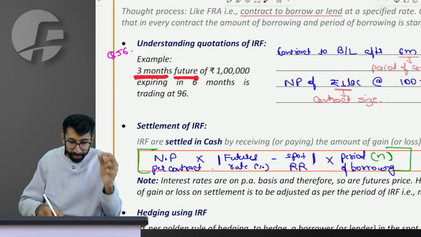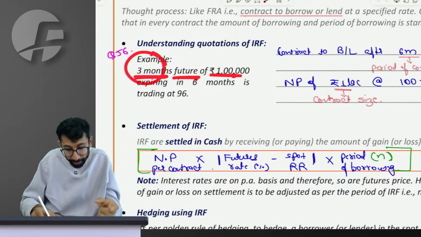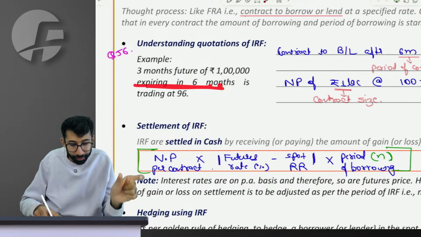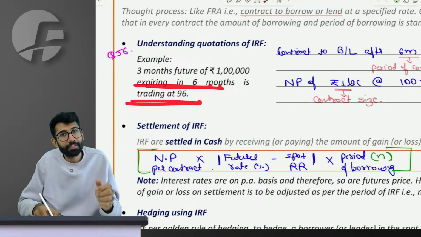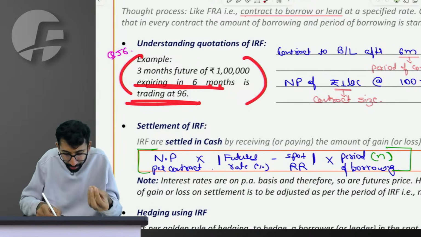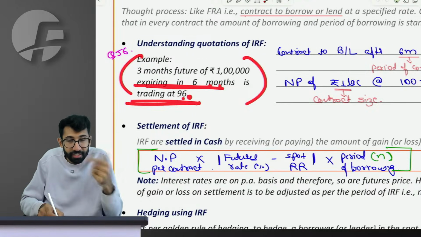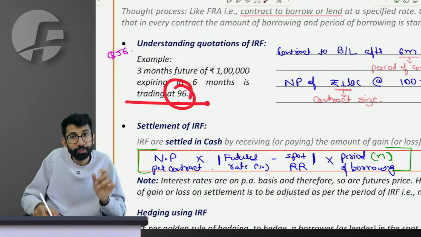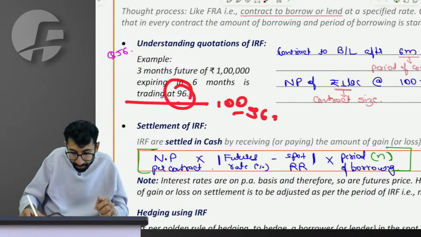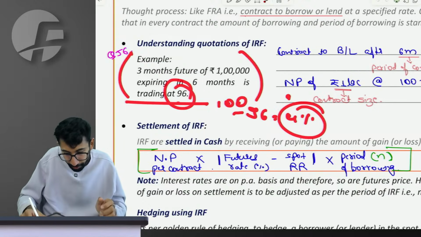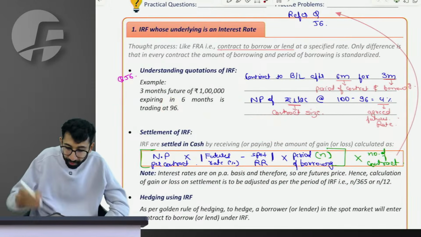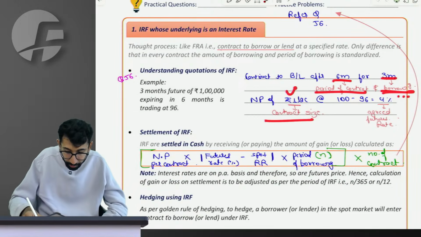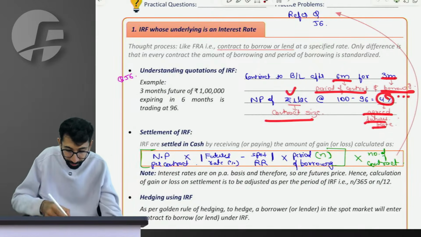A contract to borrow or lend for a period of 3 months, an amount of 1 lakh rupees, after a period of 6 months, expiring in 6 months, is trading at 96. Sir, how can someone borrow at 96? Is it 96% or 96 rupees? It is neither percent nor rupees. It is a way to mention the rate. So 100 minus 96 gives you the rate at which the contract can be entered, 4%. This is how the rate is mentioned. So 6 months is the period of the contract, after which the 3-month borrowing will happen for an amount of 1 lakh rupees at an agreed rate of 4%. This is how you interpret it.